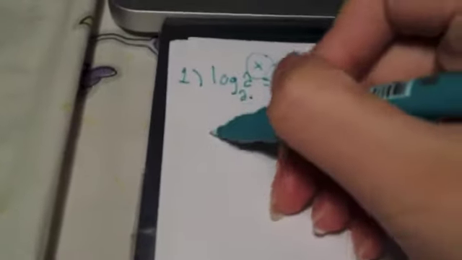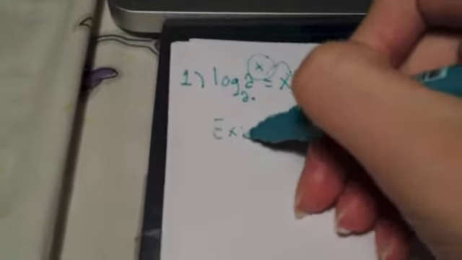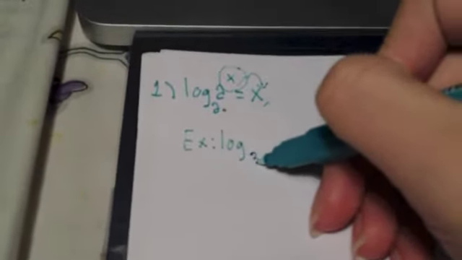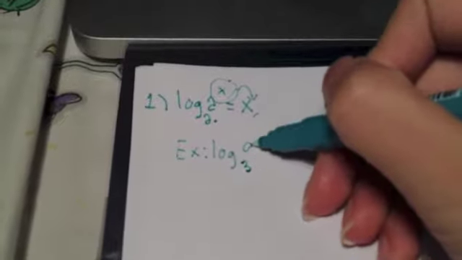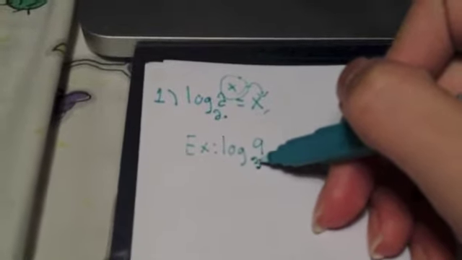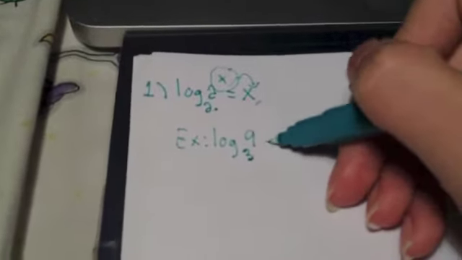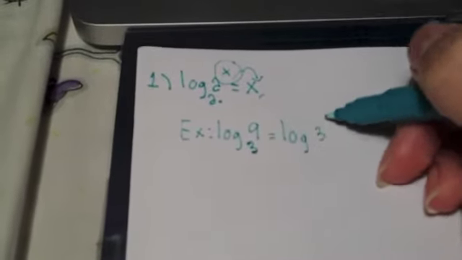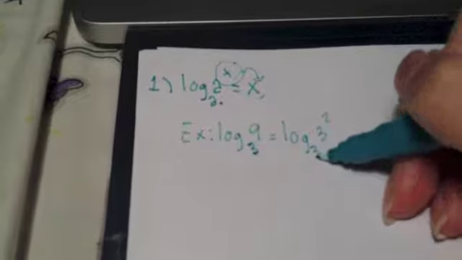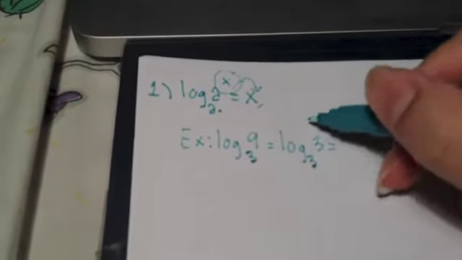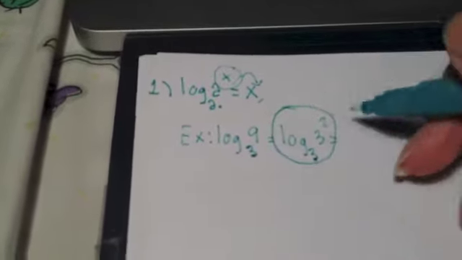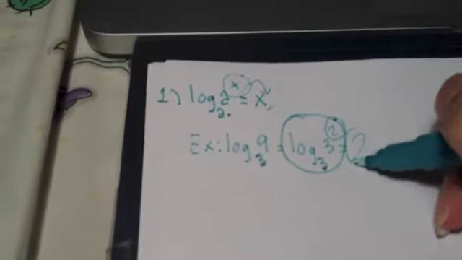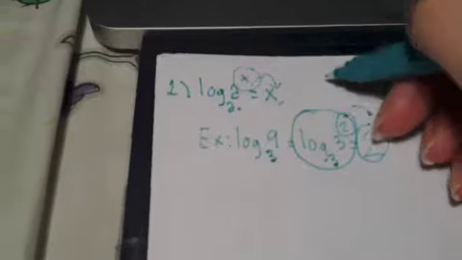For example, log 9 in base 3 is equal to log 3 to the power of 2 in base 3, and this is equal to 2. See? The 2 and the 2. It should be the same number.